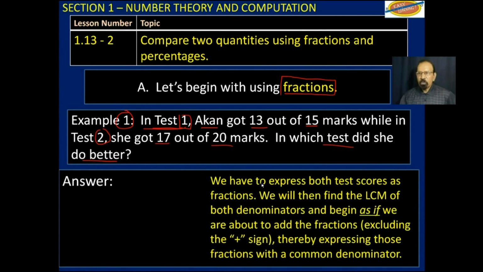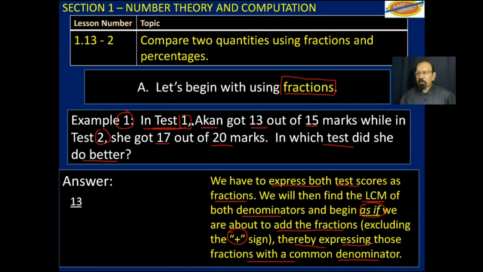So what we have to do is express both test scores as fractions. And then we will find the LCM of both of the denominators and begin as if we were about to add the fractions. But of course, we will not put in the addition sign. When we do that, we will be expressing those fractions with a common denominator. So let's look at this one, how it goes.